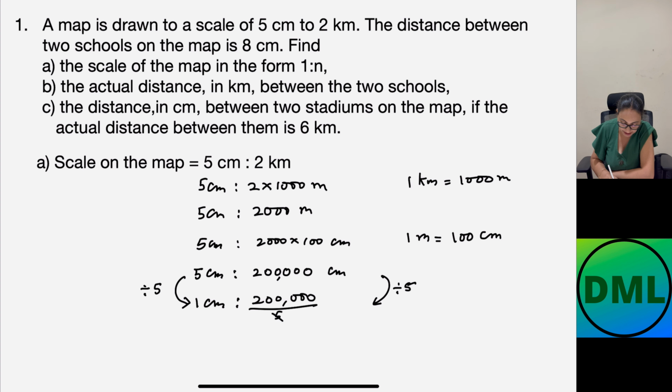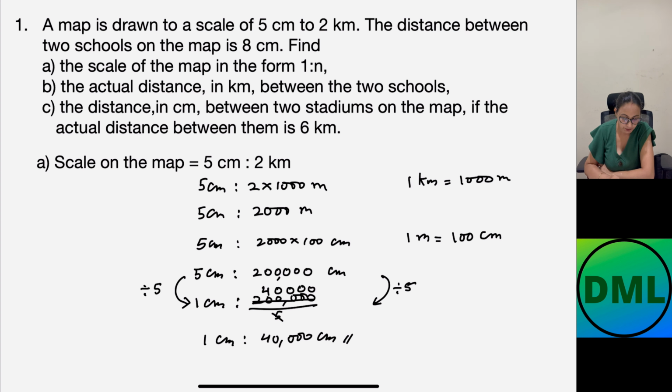If I cancel this out, 5 fours are 20 and there will be 1, 2, 3, 4 zeros. So 1 centimeter is to 40,000 centimeter. This is our scale. Next, we need to find the actual distance in kilometers between the two schools.